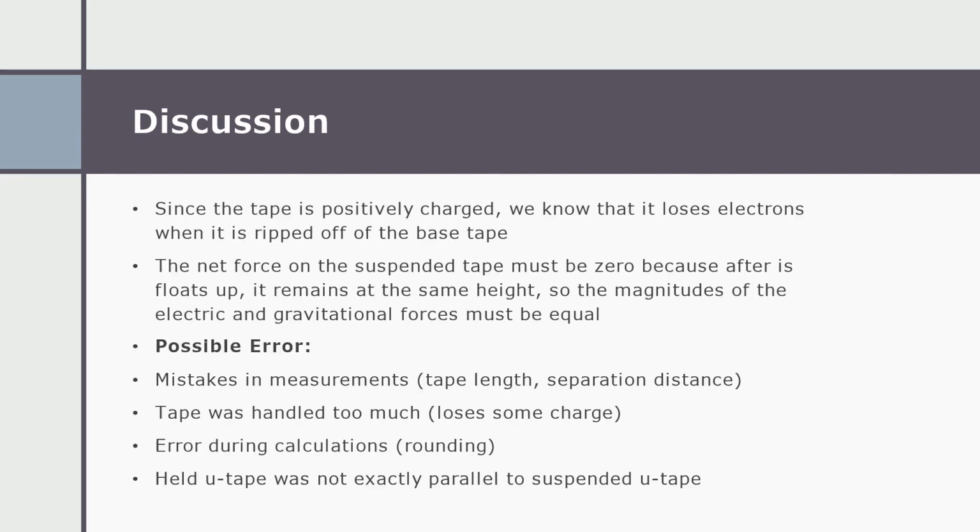Some possible sources of error could have been mistakes in measurement, like the tape length or the separation distance, or the tape was handled too much because it would lose some charge if it's handled too much, and maybe some error during calculations such as rounding. And the held U-tape might not have been exactly parallel to the suspended U-tape.